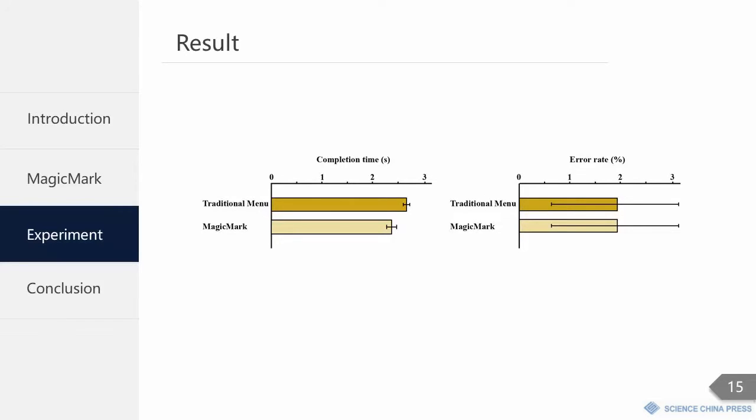This figure compares user performances between the 2 menus. Results indicate that MagicMark, M equals 2.43 seconds, is significantly faster than traditional menu, M equals 2.74 seconds, P less than 0.001. There is no significant difference in error rate between the 2 menu techniques. M equals 1.88%. P equals 1.000.